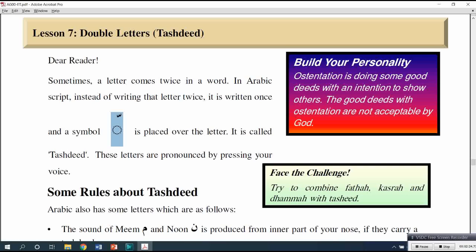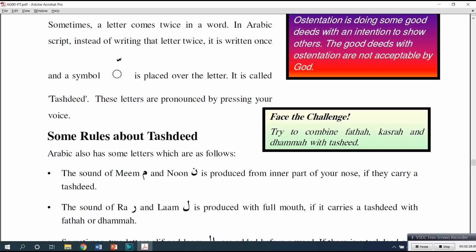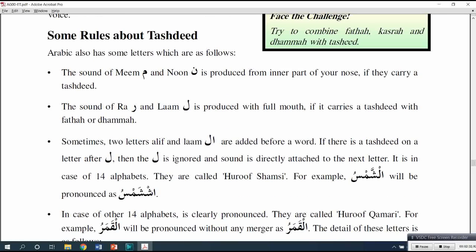Along with this, see, this example rule: the sound of meem and noon is produced from the inner part of your nose if they carry a tashdeed. For example, meem, you call this ummah, like this, and noon also, inna, like this. Try to combine Surah Fatiha and then Kasra, Fatha, Kasra, and Dhamma with Tashdeed. Try it by yourself. If it has a mistake on your end, no problem.